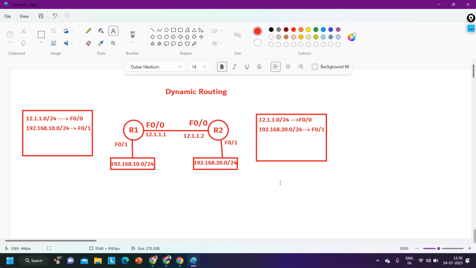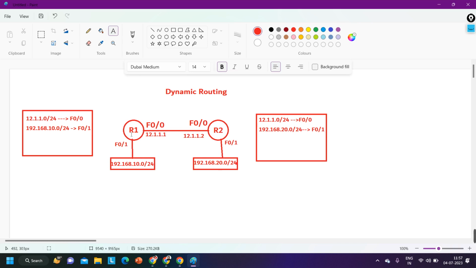Done, guys. So see, router 1 doesn't have information about the 192.168.20.0 network, right? And router 2 doesn't have information about 192.168.10.0/24. Yes or no? By default, as you know, a router knows only directly connected networks.